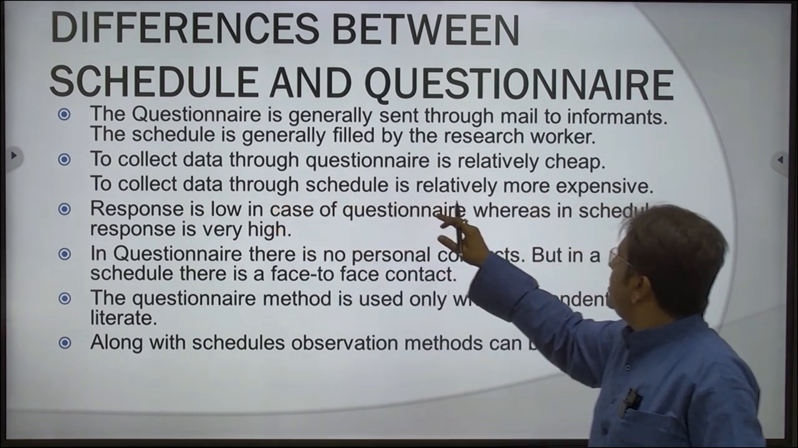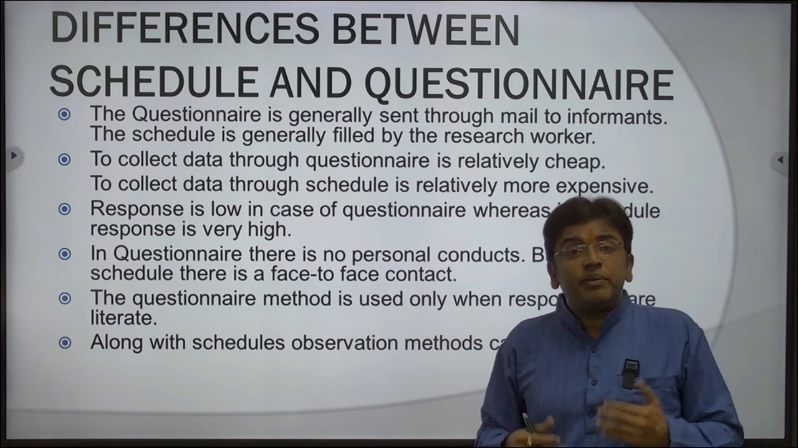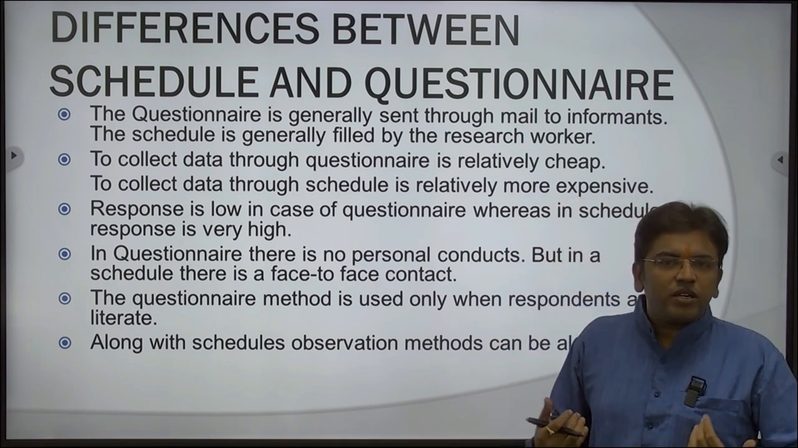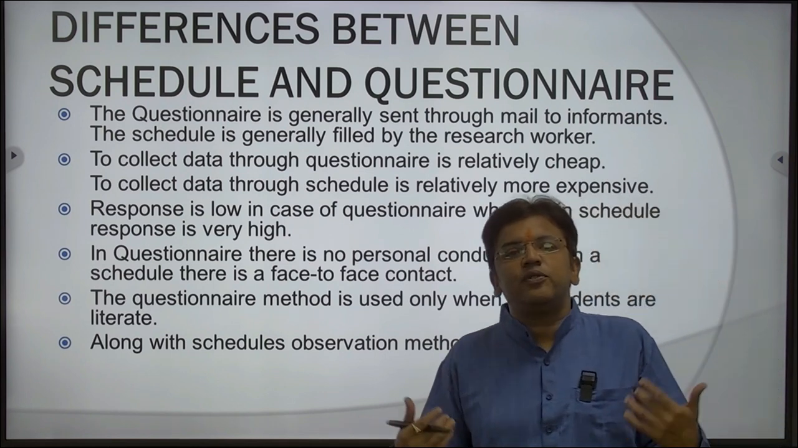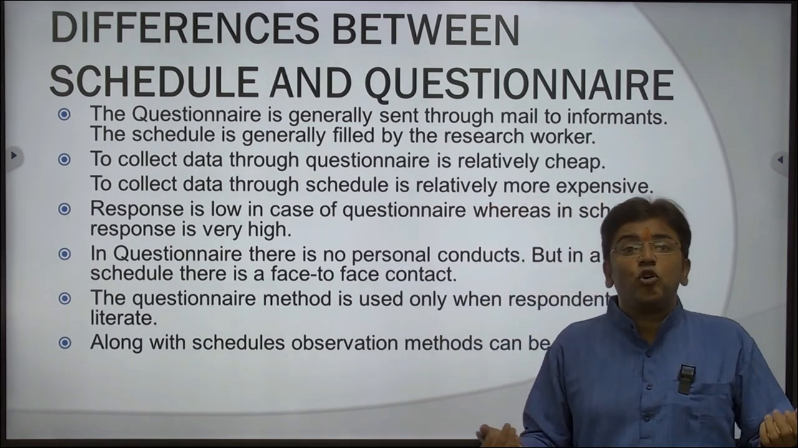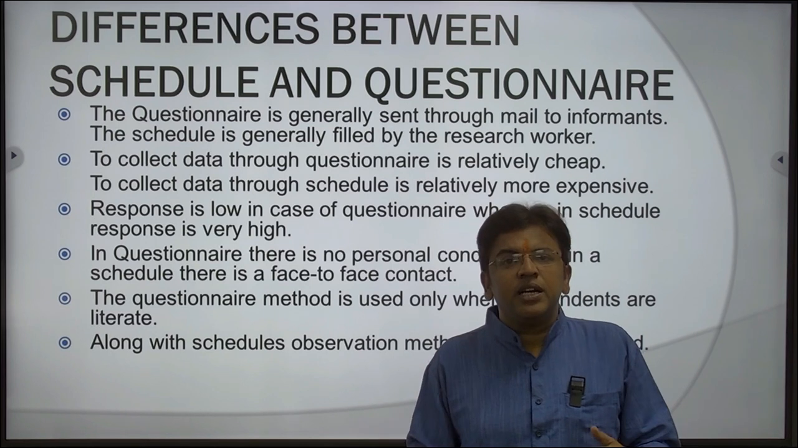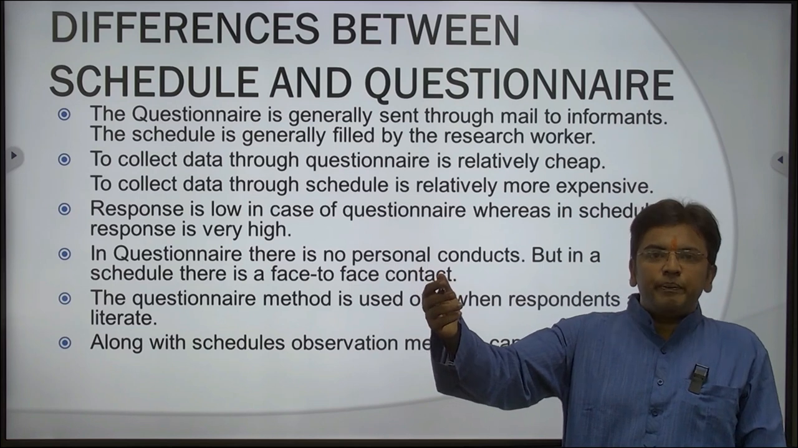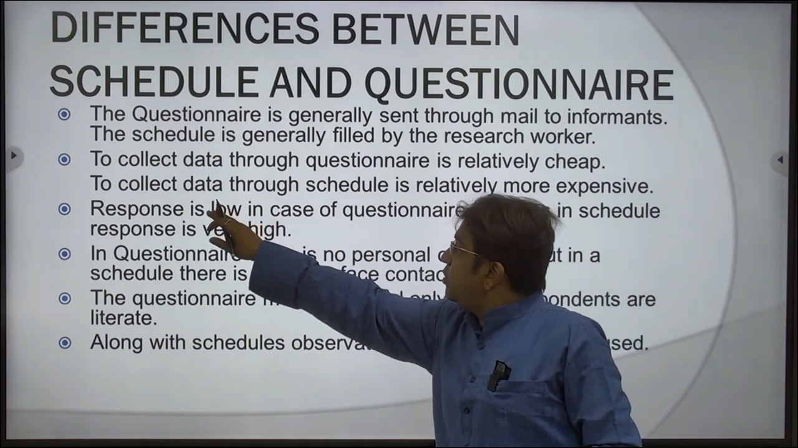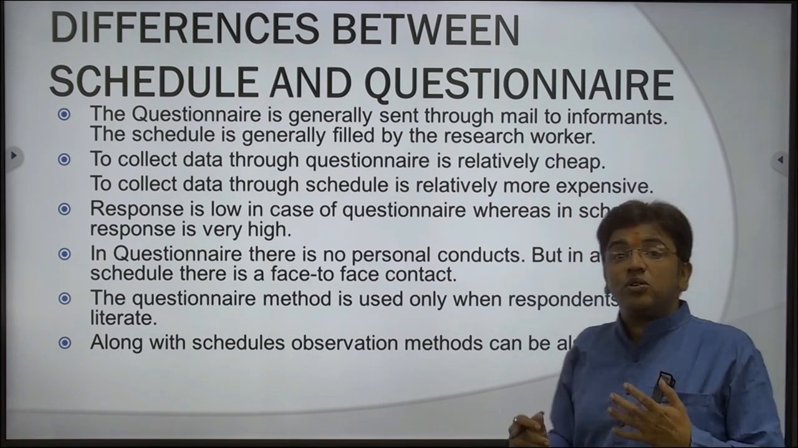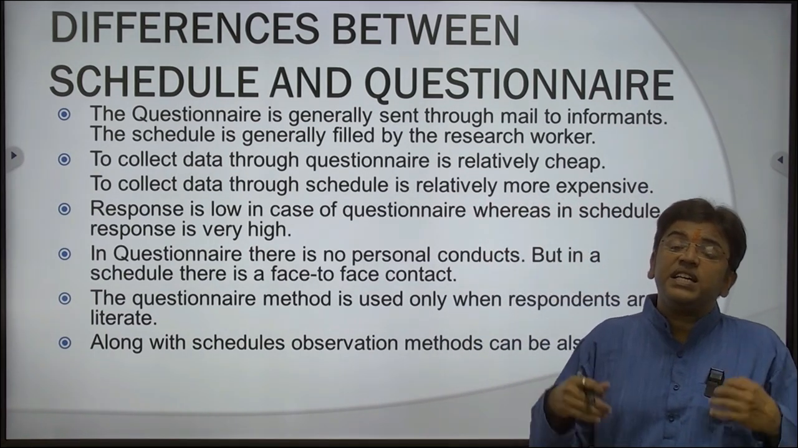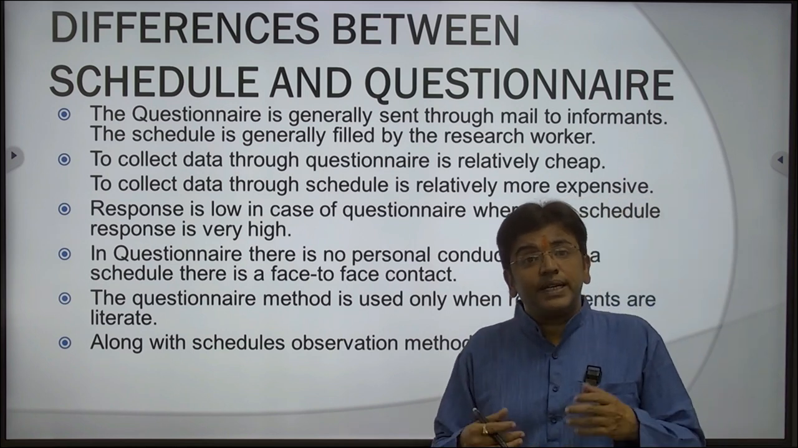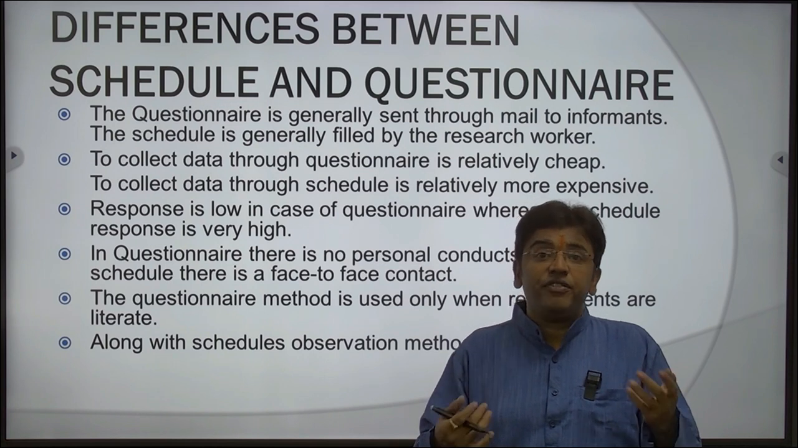To collect data through a questionnaire is relatively cheap. Whenever you collect data from a questionnaire, it is relatively cheap because you have simply framed a questionnaire of 10, 20, 25 questions, with open-ended and closed-ended questions, and you have mailed it. You have sent it to the respondent. But collecting data through a schedule is relatively more expensive, because here a researcher has to go to each and every individual and collect the data on their own. So it is a time-taking process and a costly affair too.